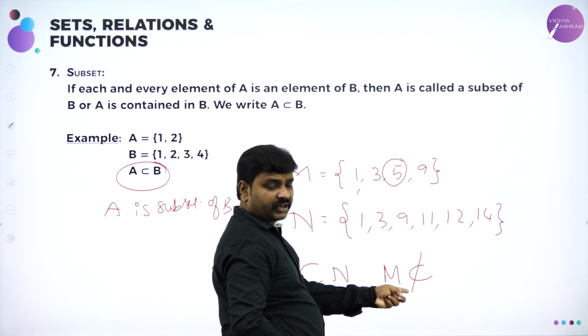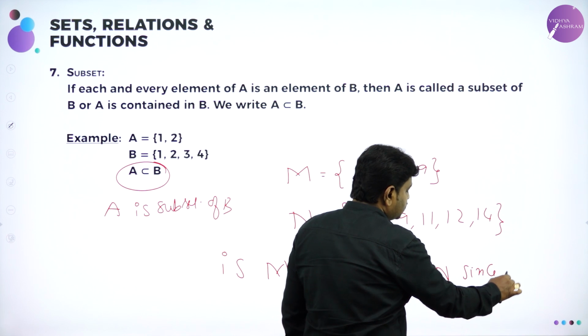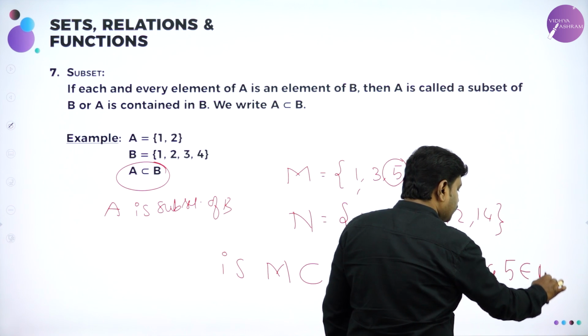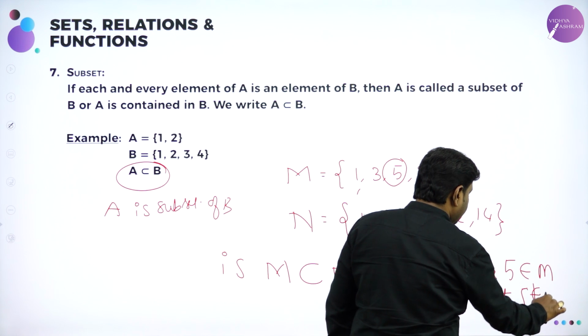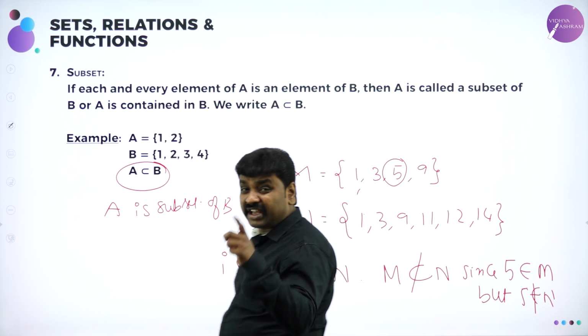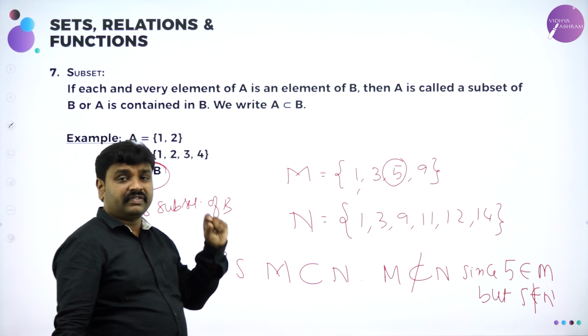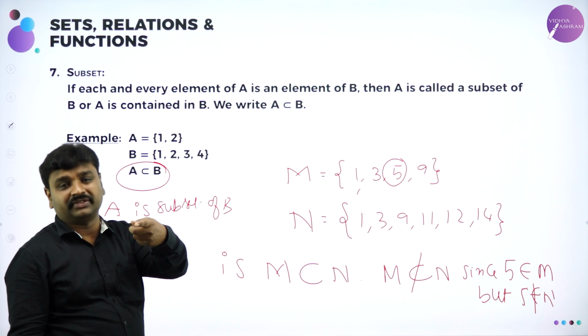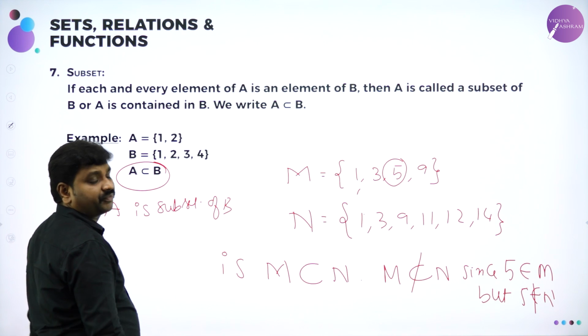If I write like this, we read this as M is not a subset of N. What is the reason? Since 5 is an element that belongs to M, but the same 5 does not belong to N. What is the conclusion? Every element in the subset should belong to the main set, or we say the superset. So now A is a subset of B and B is a superset of A.